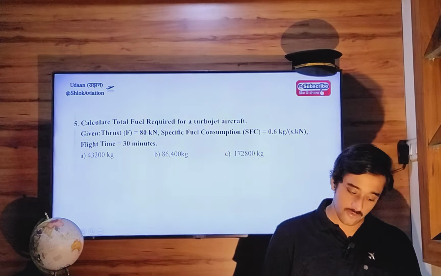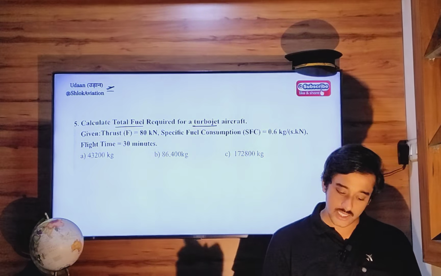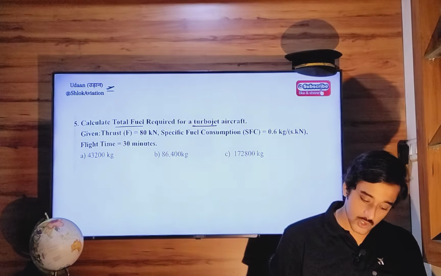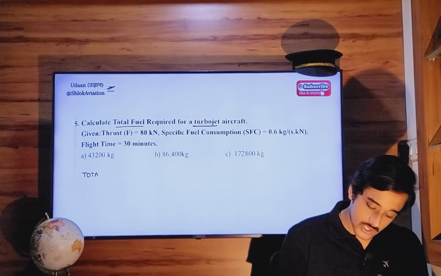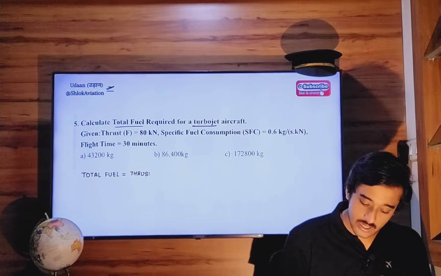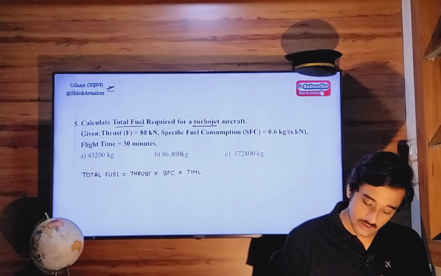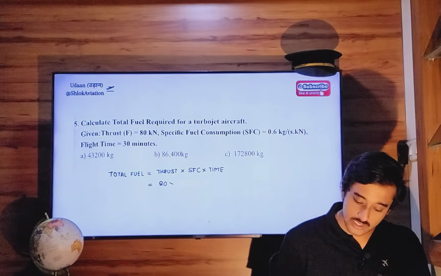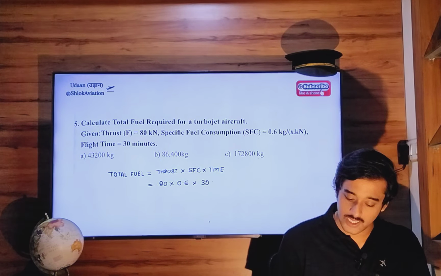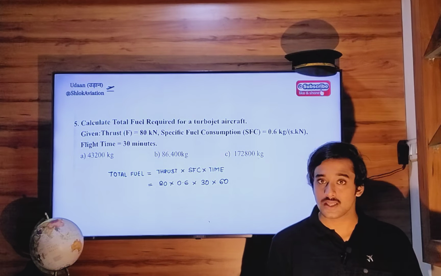Next, question number 75. Calculate total fuel required for a turbojet aircraft. Thrust, specific fuel consumption, okay, and flight time is given. So formula is total fuel equals thrust multiplied by specific fuel consumption multiplied by flight time. The thrust is 80, specific fuel consumption is 0.6, flight time is 30 minutes. Convert this minutes into seconds. Okay, so 30 minutes. 1 minute equals 60 seconds. So 30 minutes will be 30 into 60 seconds.